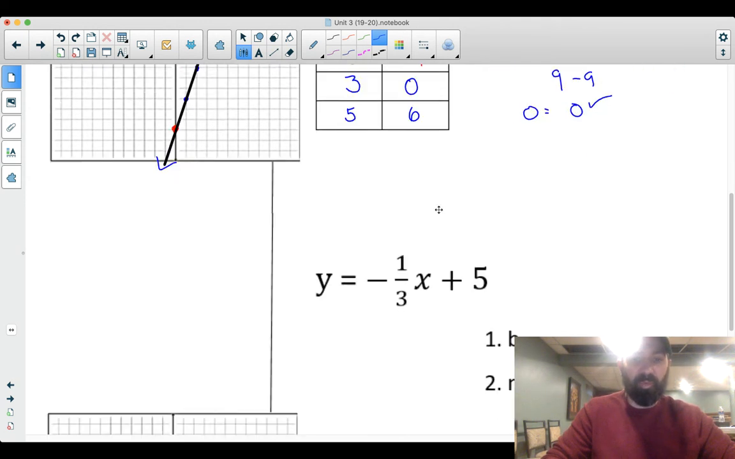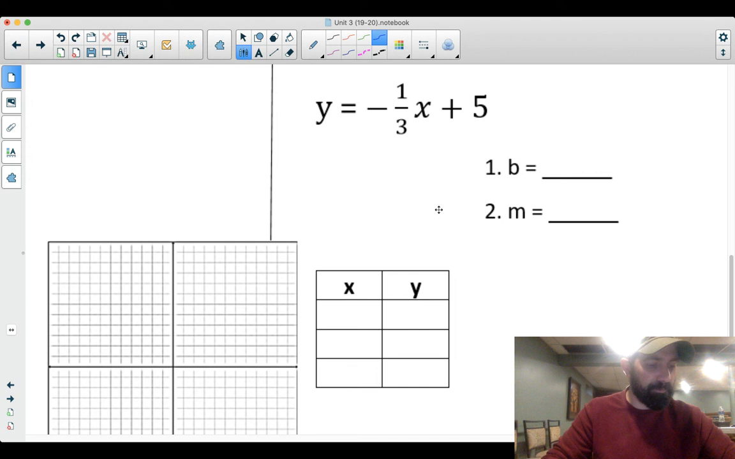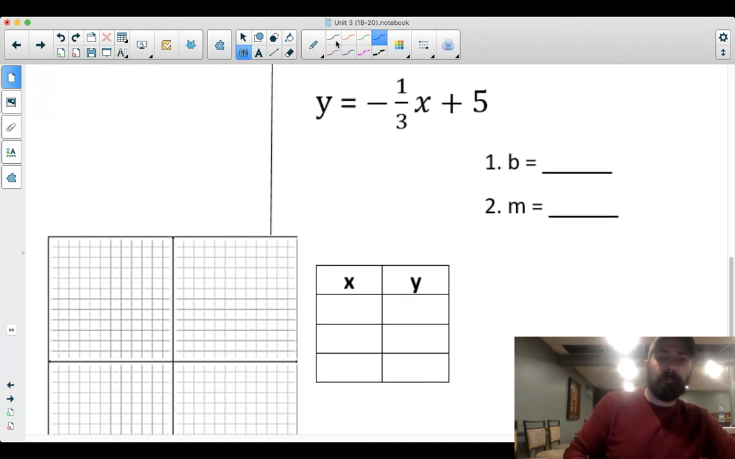Let's try one more. You should try it without me first, and then come on back and see how you did. No color coding this time. Let's see how we do without the colors.